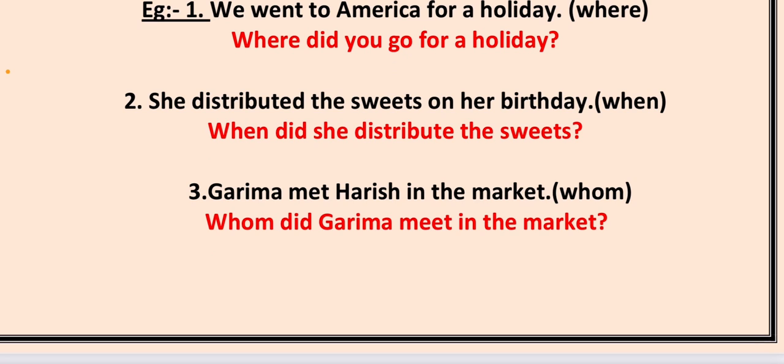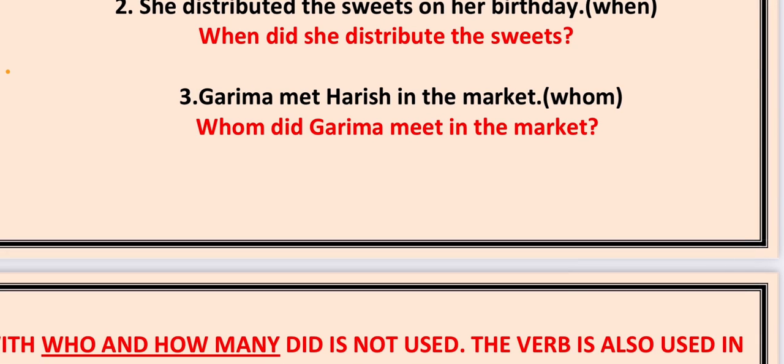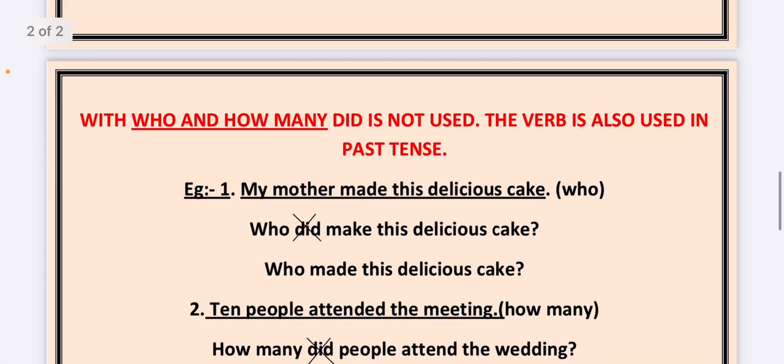When did she distribute the sweets? Question mark. Garima met Harish in the market. Whom? Then did Garima meet. Met is the second form of meet. So whom did Garima meet in the market? Question mark. For this, you first need to revise the forms of verbs worksheet.